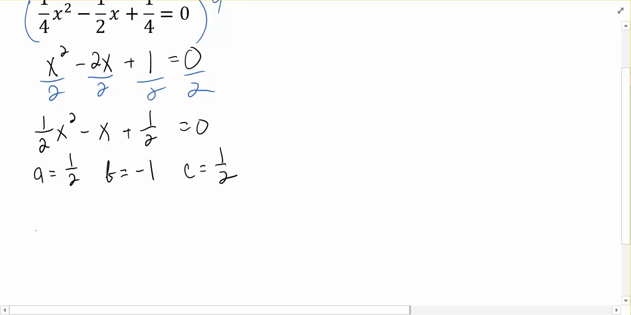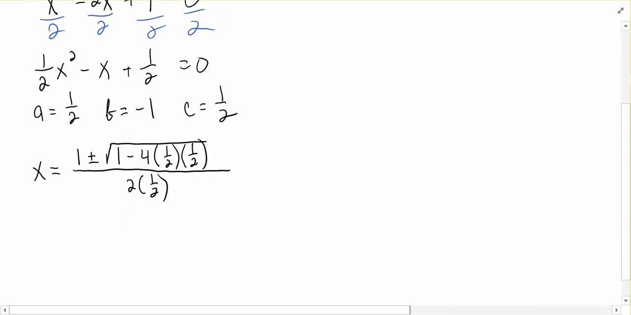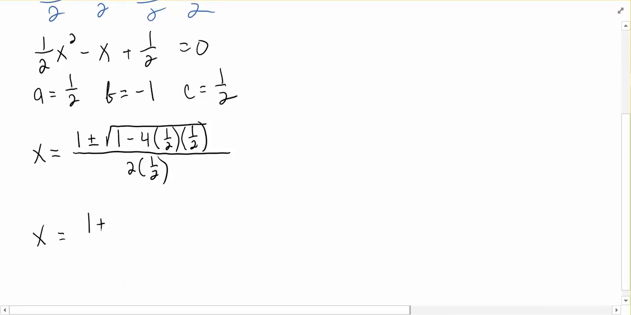As I said, I'm going to go a little bit quicker, so I'm not going to rewrite the entire quadratic formula, but I'm going to take the opposite of b plus or minus the square root of b squared minus 4 times a times c, all over 2 times a. So that's 1 plus or minus the square root of 1 minus 4 over 4, which is 1. And in the bottom, 2 times a half is 1.